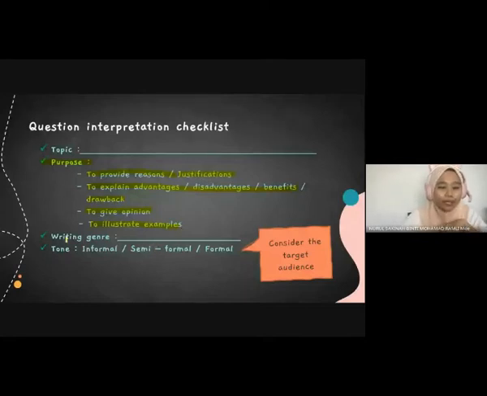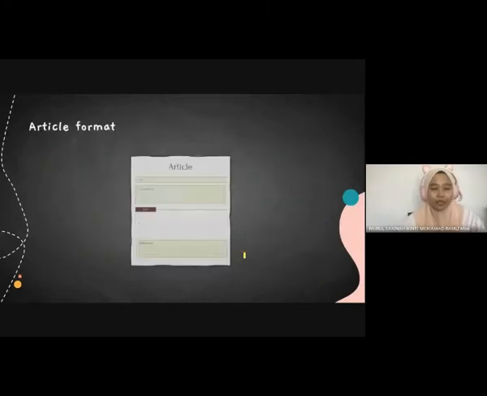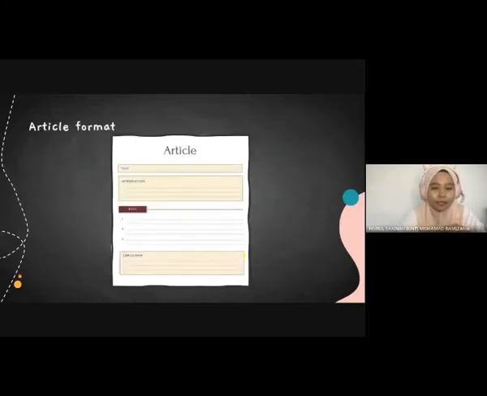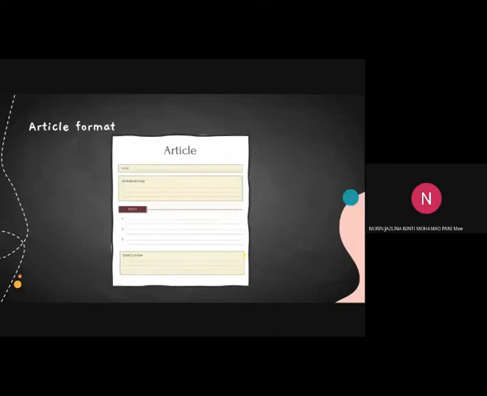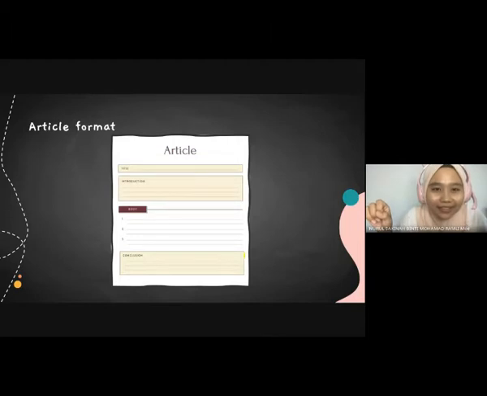And another one is the tone. Okay, you have to know who your reader is, right? Okay, so this is the article format. The article format, typically as seen in newspapers and magazines, should have what? The most important thing, it should have a... Title? Okay, very good. Title, yeah? You should have a title.